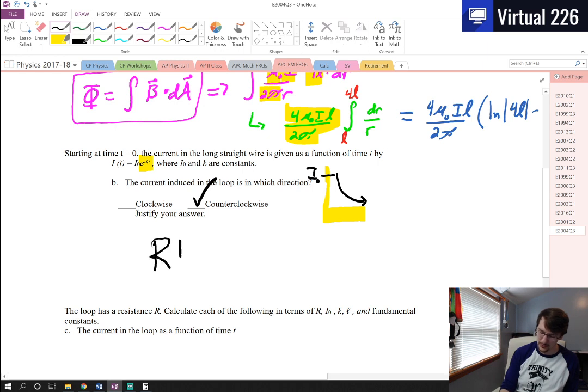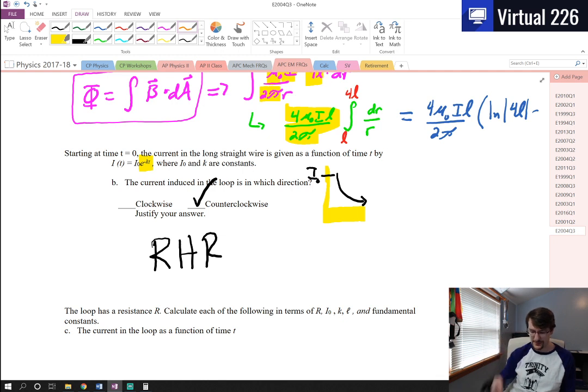If I just want to get one quick point, I can say right-hand rule, and that will give me just one of 2 remaining points. Okay? But I could describe the whole Lenz's law there.